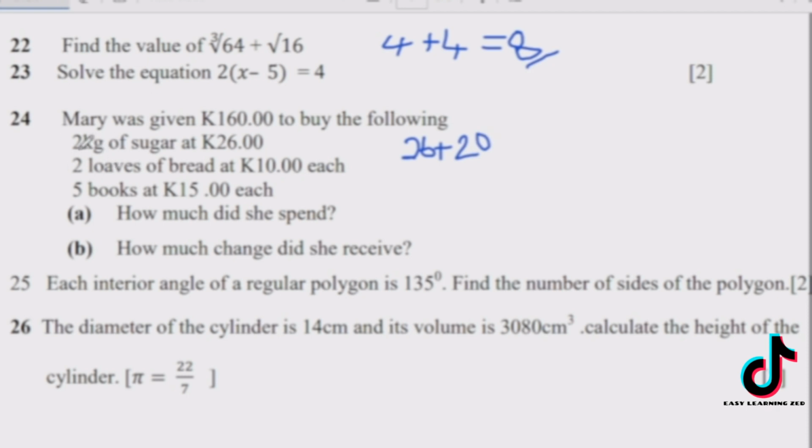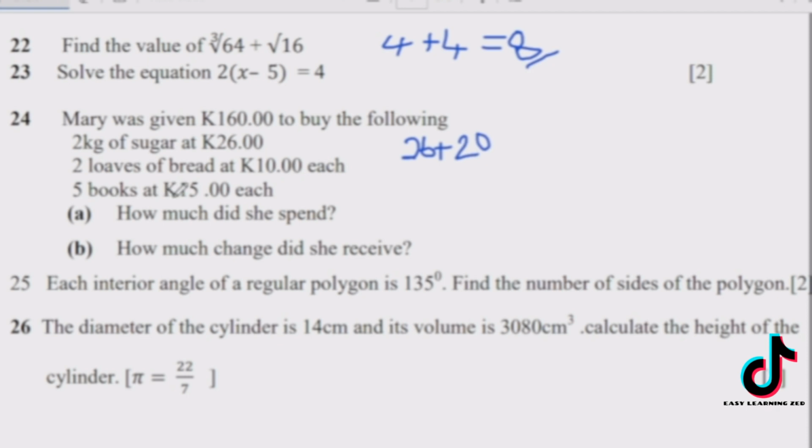Here is different when you say 2 kg sugar at 26 kwacha. Not each, but they are saying the entire 2 kg costed 26 kwacha. But when it comes to loaves of bread, one loaf of bread costs 10 kwacha. Now, since she bought 2, that means it's going to be 20 kwacha.